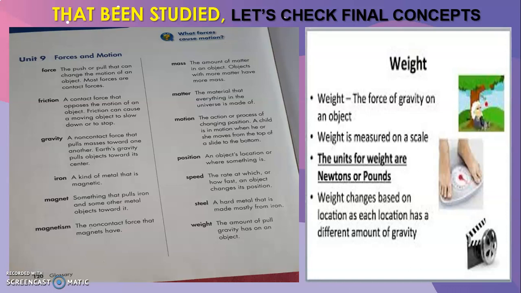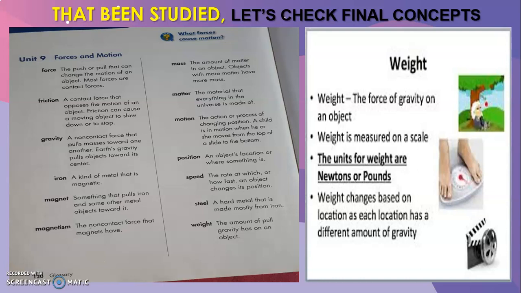Okay? Then we have mass and matter. David, hello. Can you read? Thank you. The amount of matter in an object. Objects with more matter have more mass. And we gave the example of Mishka and the poodle. Mishka has greater mass than the poodle. Now, matter is the material that everything in the universe is made of. All the objects, people, and things around the planet contain matter, because every single object occupies space on planet Earth.